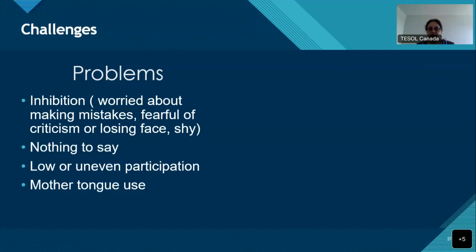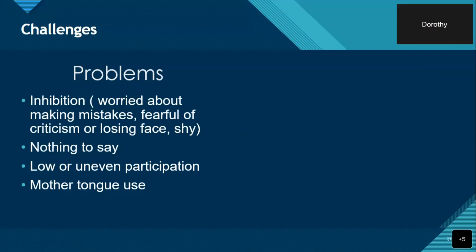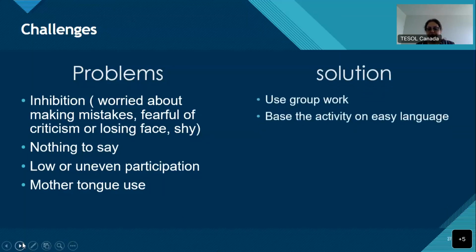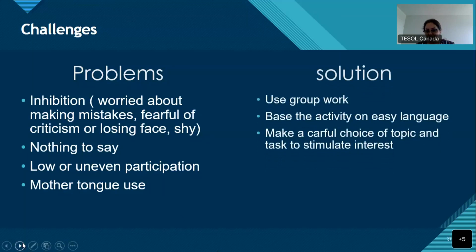Have some group work, so they talk to classmates, not in front of the whole class. And for low participation, say this is part of your participation mark for the final exam. Okay, thank you. Very good. Group work helps a lot. So use group work and make it easier for your students.